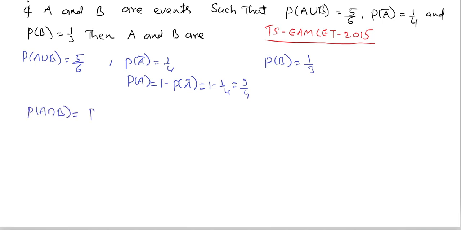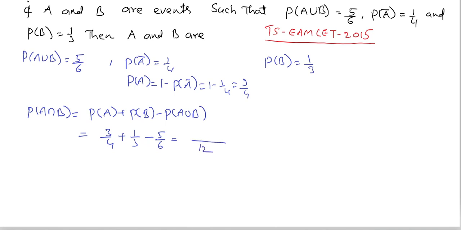Now we find P of A intersection B. P of A intersection B is equal to P of A plus P of B minus P of A union B. So P of A, that is 3 by 4, plus P of B, that is 1 by 3, minus P of A union B, that is 5 by 6, that is equal to, take 12 LCM. So 3 times 3, 9, plus 4 minus 10, 9 plus 4, 13 minus 10, that is 3 by 12, that is equal to 1 by 4. P of A intersection B is equal to 1 by 4.